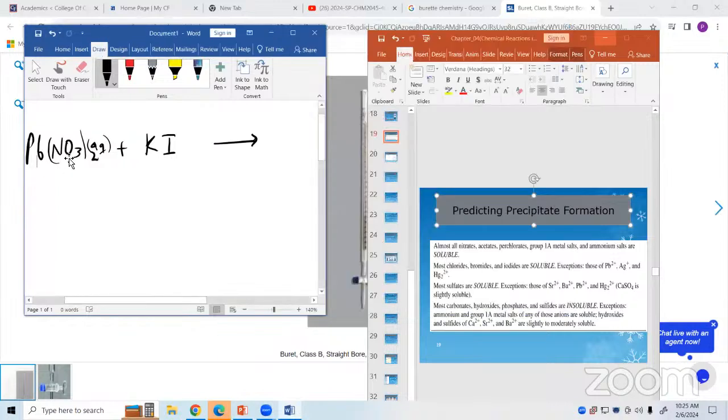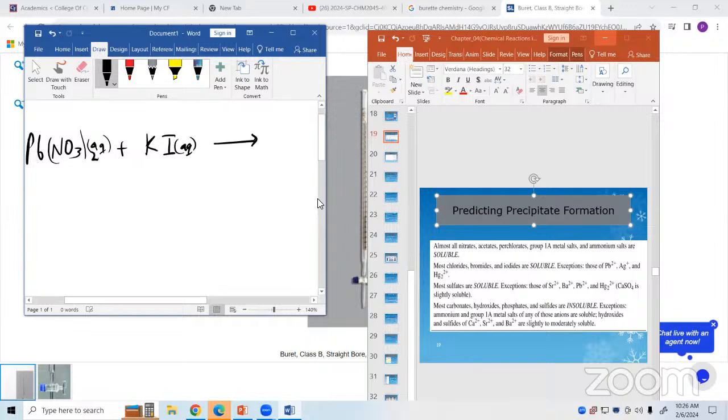Okay, so going back to the table, I would look up information about potassium iodide. What I notice here is that it says all group 1A metal salts are soluble in water, and potassium is in group 1A. Not only that, but it says that most chlorides and iodides are soluble, with these exceptions. Potassium is not one of those exceptions. So what I would do in this case is put AQ here as well.